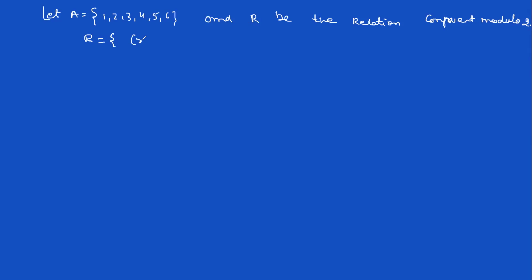Let A be equal to {1, 2, 3, 4, 5, 6}. Okay. And R with the relation congruent modulo 2. You know what is congruent modulo 2? (x, y) such that x is congruent to y mod 2, right? It means when any number is divided by 2 it gives remainder y, okay?